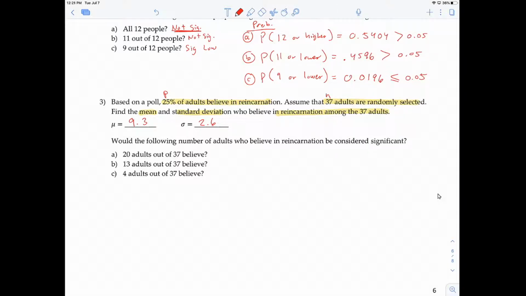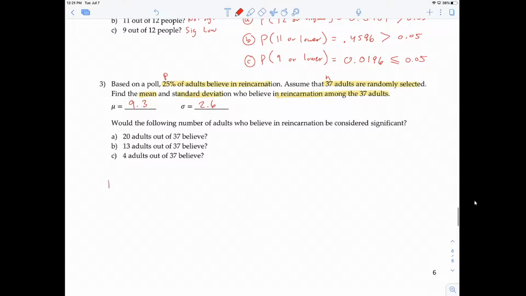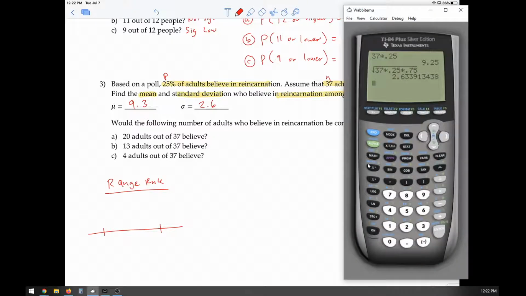So using the range rule of thumb, let's call that the range rule. We need to find the cutoff point for significantly low, and then the significantly high. The significant low is 2 standard deviations below the mean. In other words, we take the mean and subtract 2 times the standard deviation. So that would be 4.1. And the cutoff point for significantly high would be 2 standard deviations above, so that would be 14.5.